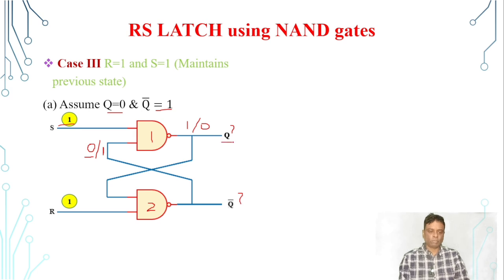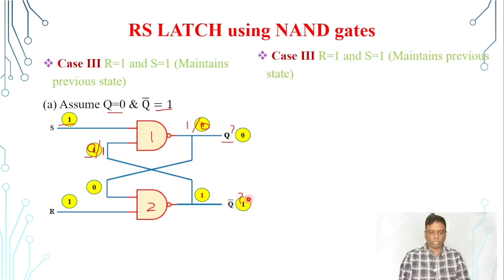So in the first case, we are assuming Q equal to 0 and Q bar equal to 1. So this 0 comes over here, and this 1 comes over here. So this NAND gate 1 has the inputs 1 and 1, so the output equals 0. Similarly, NAND gate 2 has the inputs 0 and 1, so the output equals 1. Whatever we assumed, the same thing we are getting. So in this case our assumption is true.